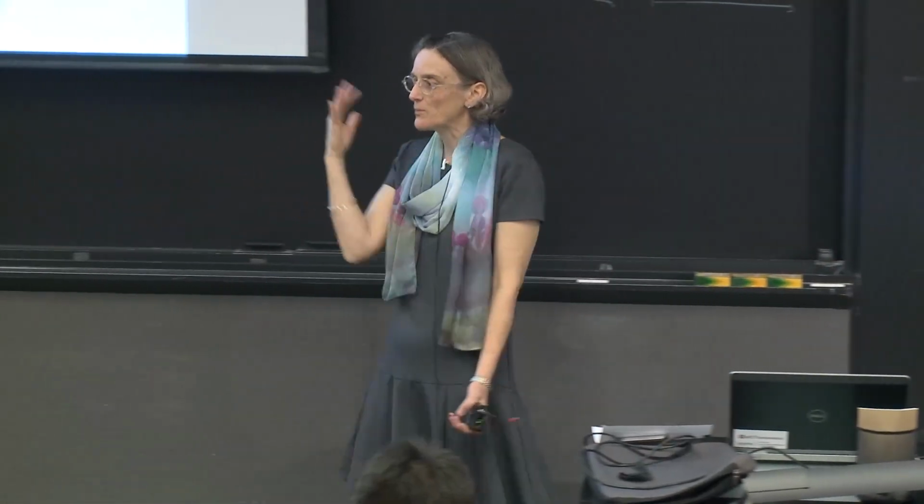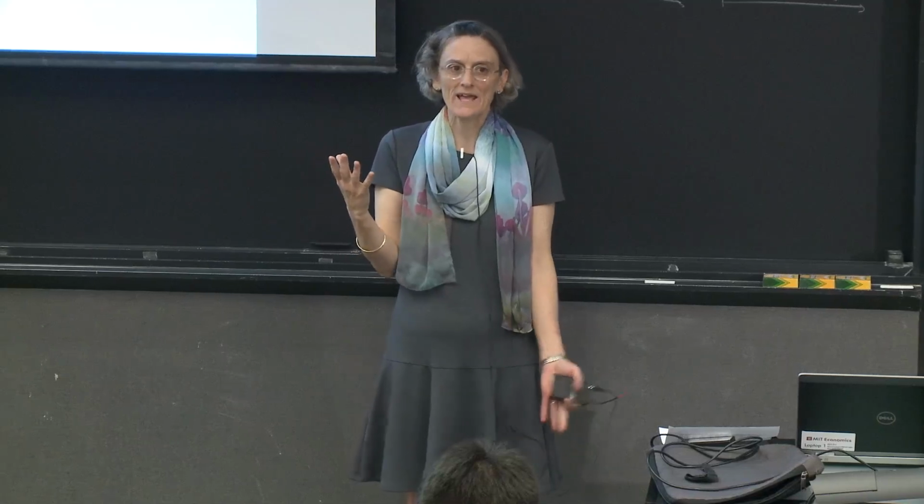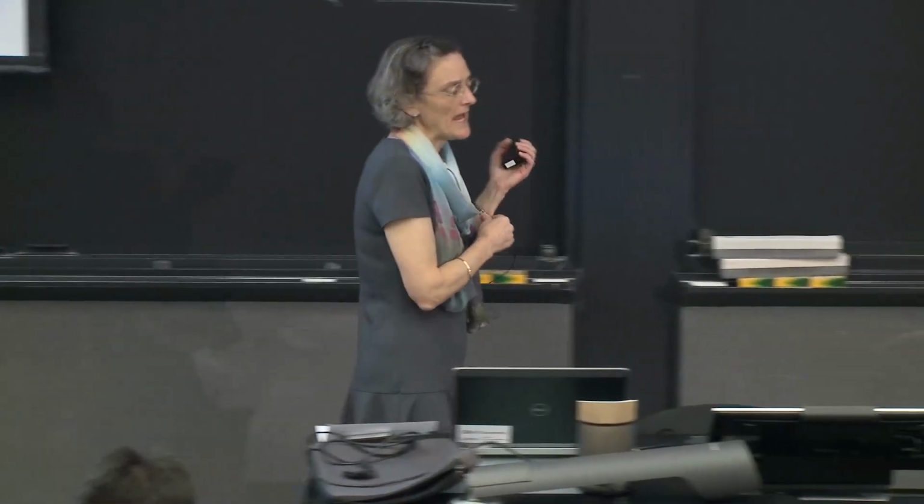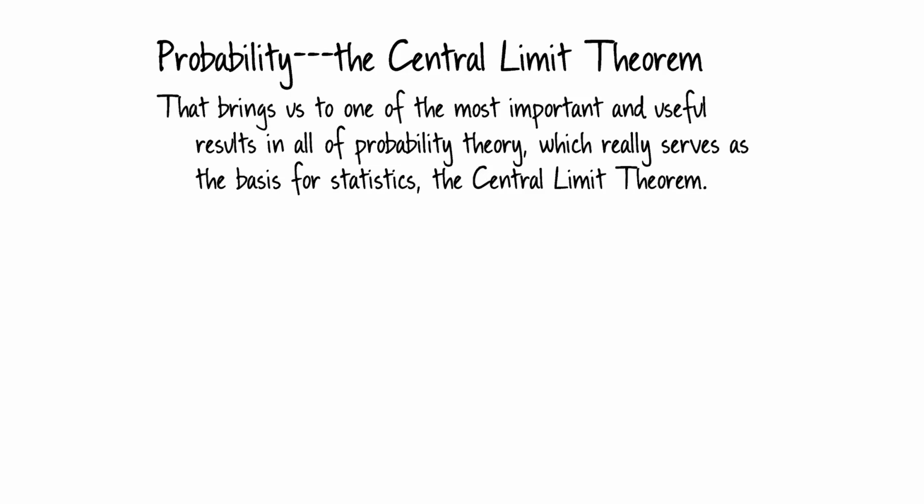Okay, so we've got this thing called a sample mean, and we've talked a little bit about how it's distributed, and even in an informal way about how it might be useful. But there's a lot more to say about the sample mean. In particular, one of the most important and useful results in all of probability, known as the central limit theorem, deals with the distribution of the sample mean, and it really serves as the basis for statistics.